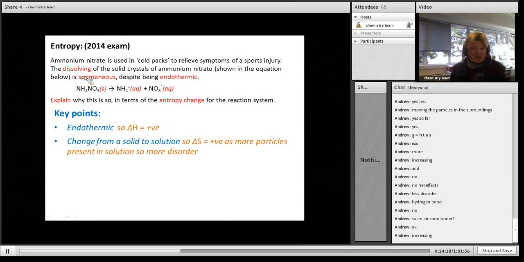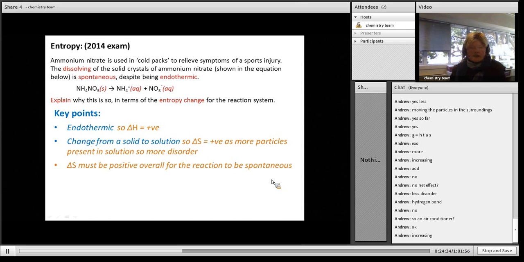Another statement, dissolving, show you've understood it. So you can say you're changing from a solid to a solution, so my delta S is positive because there's more particles present in solution. Okay, and so there's more disorder. So spell out every point.